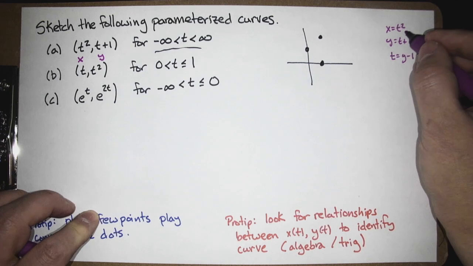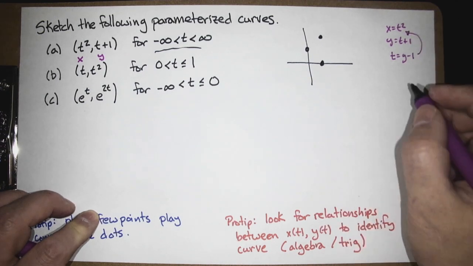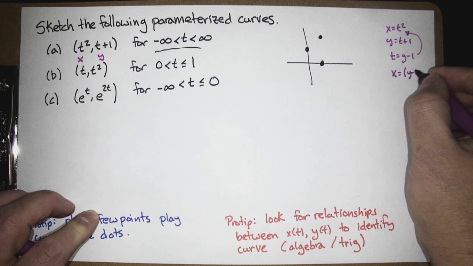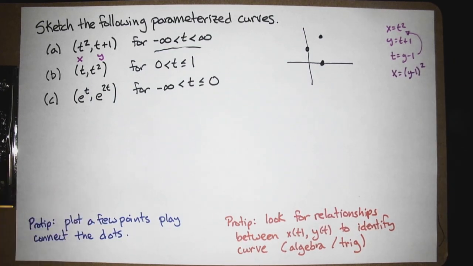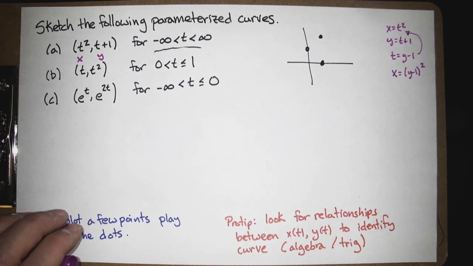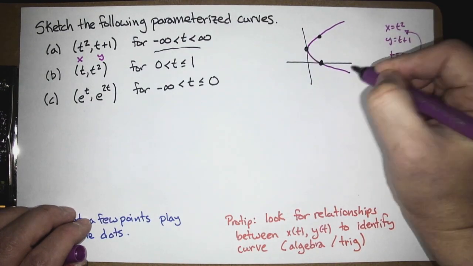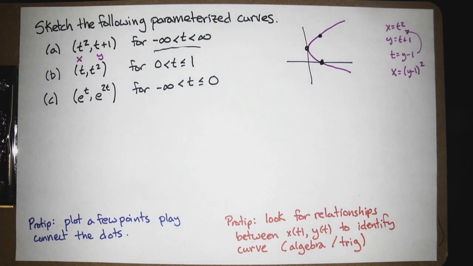I'm using the second equation because there's just a single t. Now imagine plugging that in. What does that tell us about x? x equals y minus 1, squared. Oh, okay, this makes more sense. What's the shape? Well, x equals y minus 1 squared looks like a parabola. So you take x equals y squared and shift it.